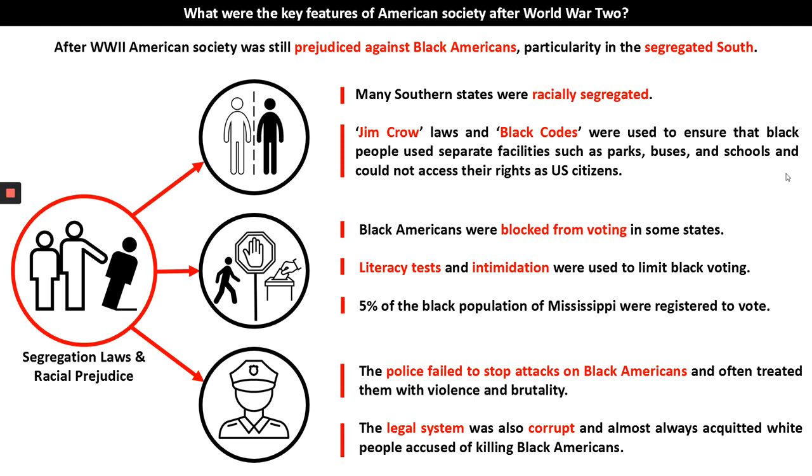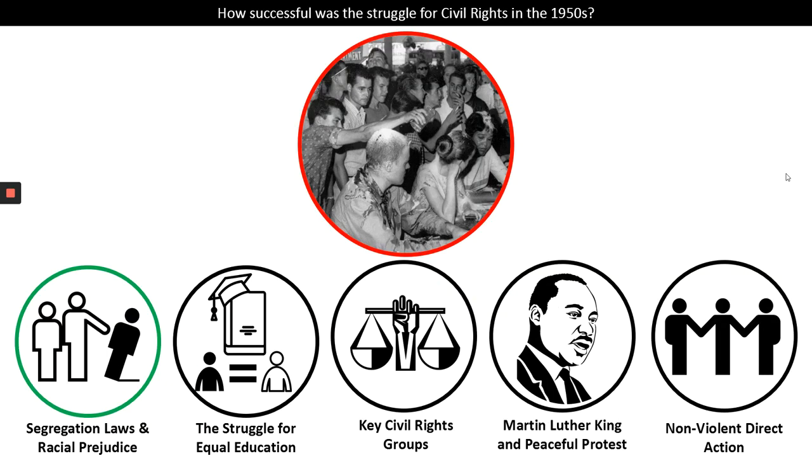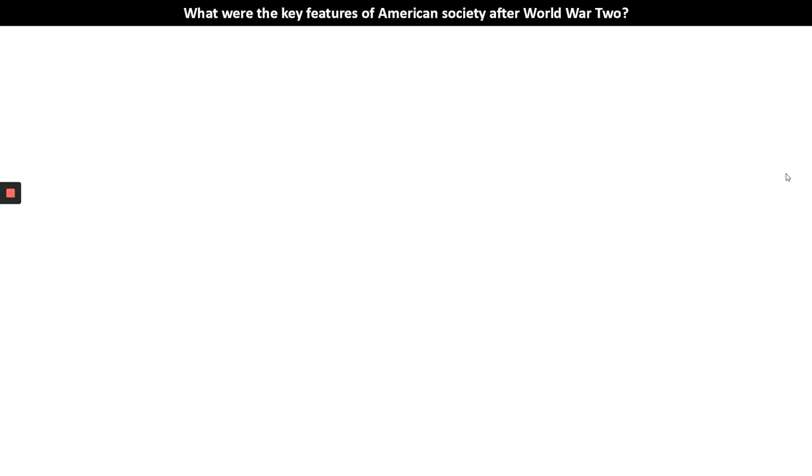So we're going to have a look at how some of these systems changed and were challenged during the 1950s and early 1960s in this video today. So we've covered the context, the segregation laws and racial prejudice inherent in American society in the 50s. We're going to start by looking at the struggle for equal education and the impact that a Supreme Court decision had on American society.